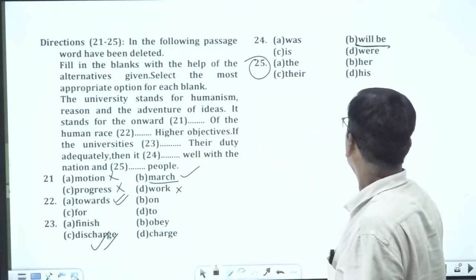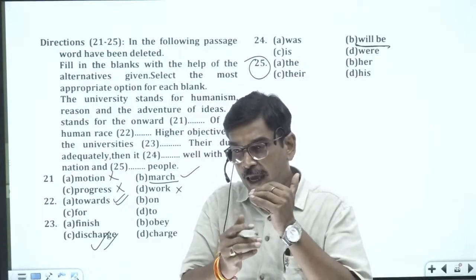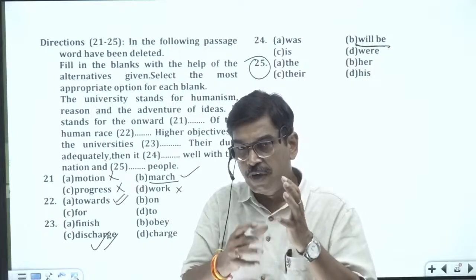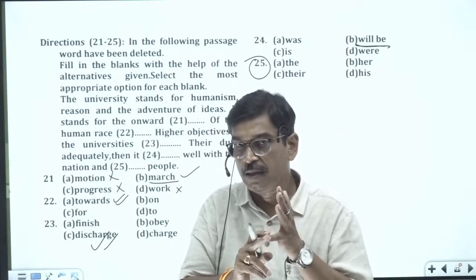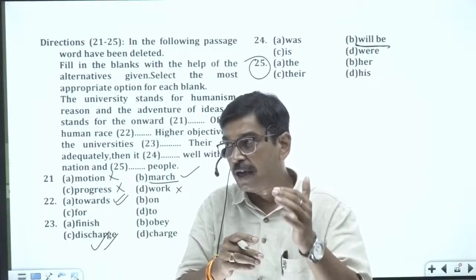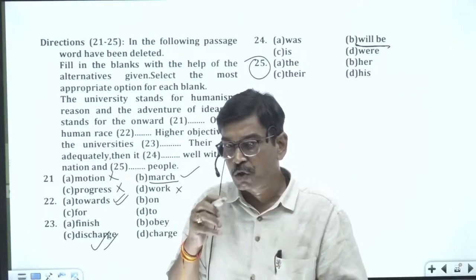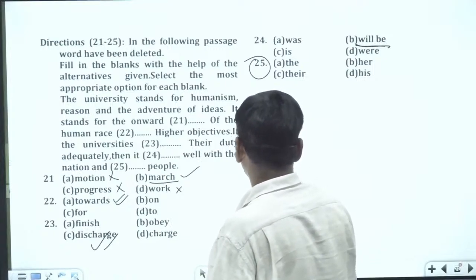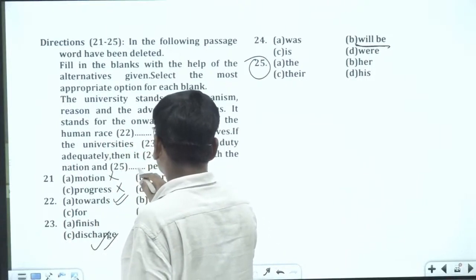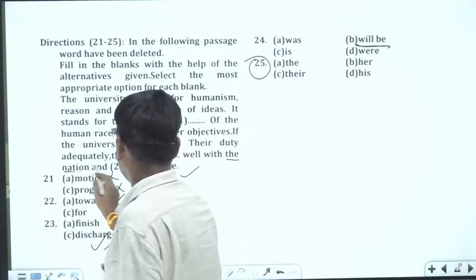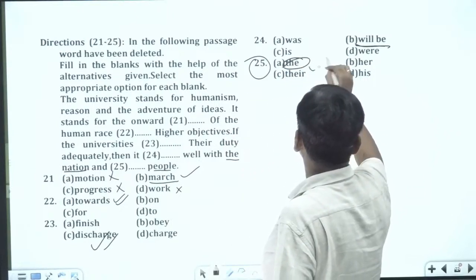I would like to tell you why it is important, because this is a little bit debatable question, 25. As per the answer key, it is very unmatching. So to my mind, the answer is not his. His is not the correct answer. If you go through the online answer, it is also his, but this is a horrible answer. So I would like to tell you, you should go for the and think it over. Actually, adequately, then it will be well with the nation and the people. Here it is the nation and the people. So only one option can fit. The is my answer.